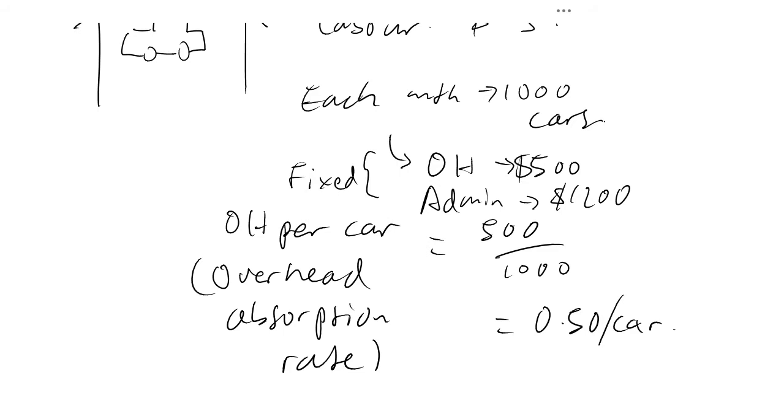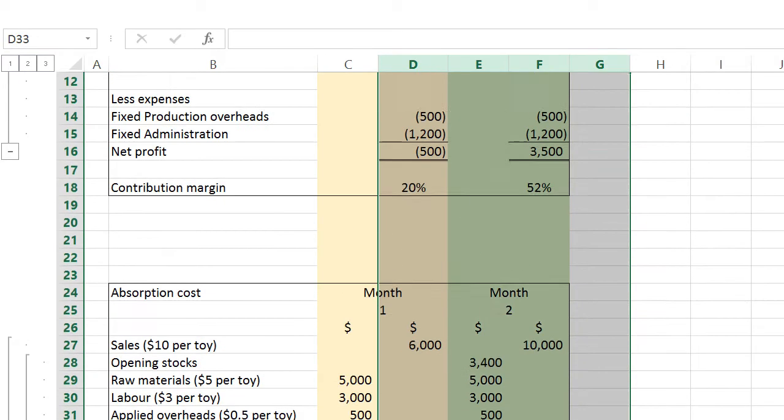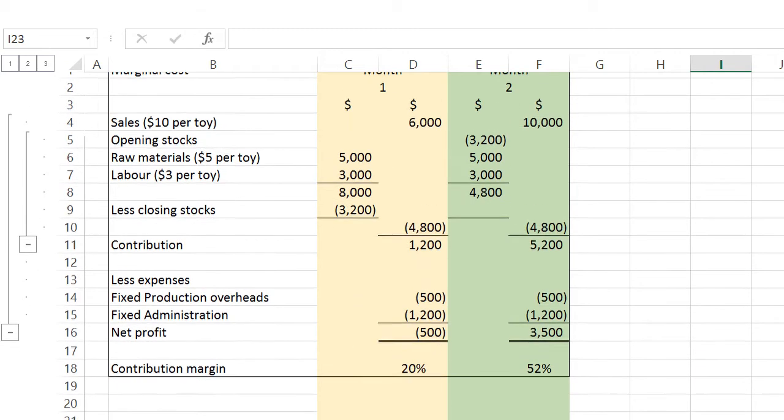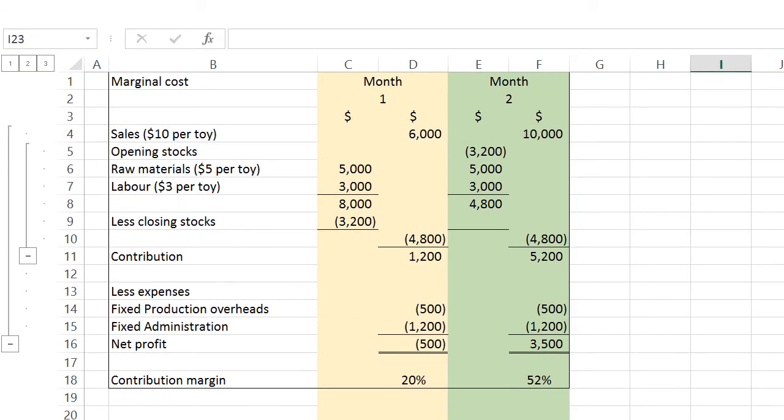Let's go straight to where we stopped from the second video. Remember in my previous video I said, what happens if, instead of making 1,000 and selling all 1,000, the business made 1,000 and sold 600 in month 1. Revenue will be 600 times 10, $6,000.